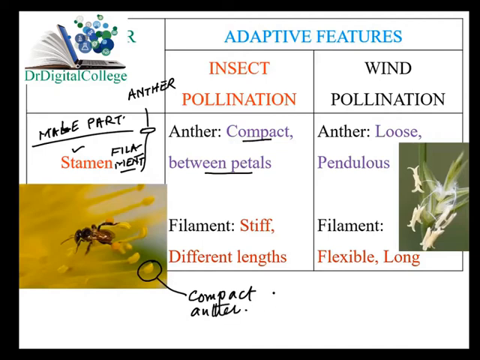What is the advantage of having compact anther? That pollen grains cannot be easily released from the anther. Pollen grains will be released only when there is a strong disturbance to the petal by some insect. On the other hand, in case of wind pollinating flowers, the anthers are very loose and they are pendulous. Pendulous means they are hanging out of the flower. Look at this. These are the ends of the anther open. This is telling you that it is loose and they are hanging out.